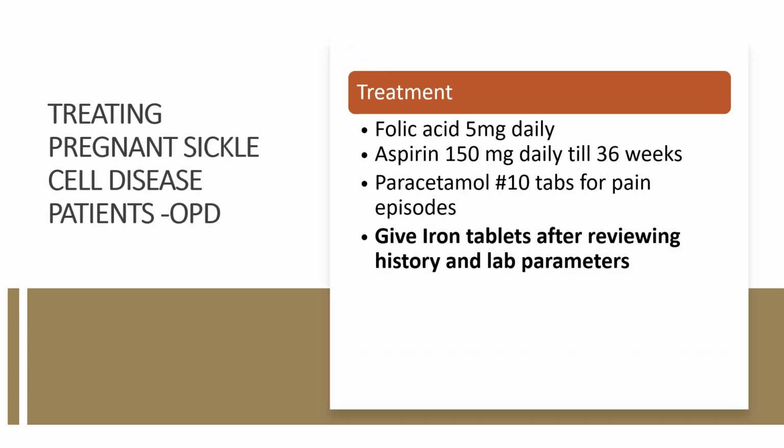So what you give in medication is you give folic acid 5 milligram daily. You also give aspirin 150 milligram daily till 36 weeks. We usually give paracetamol 10 tablets for minor pain episodes and give iron once a day after reviewing a patient's history of blood transfusion and lab parameters.